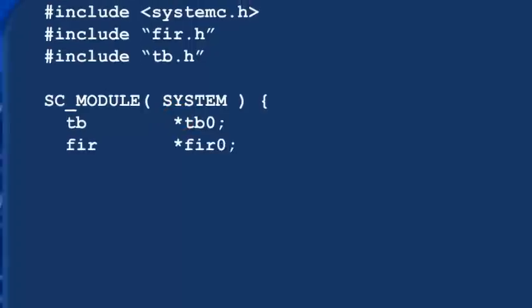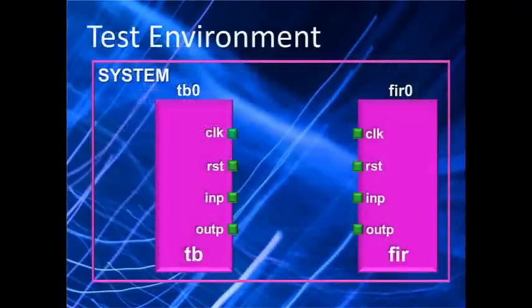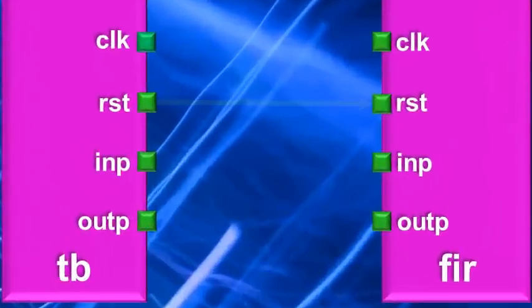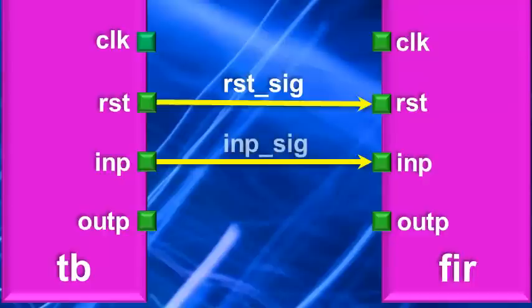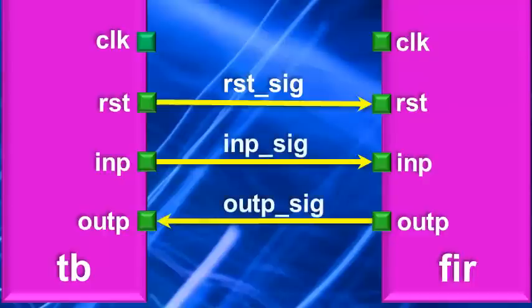We do that for both the testbench and fur. So back in our diagram, now that we have fur and testbench instances, we need some way to connect them. We'll start with the non-clock ports and set up signals to connect the reset, input, and output ports. Here we see that signals RST-SIG, INP-SIG, and OUTP-SIG will be used to make the connections.